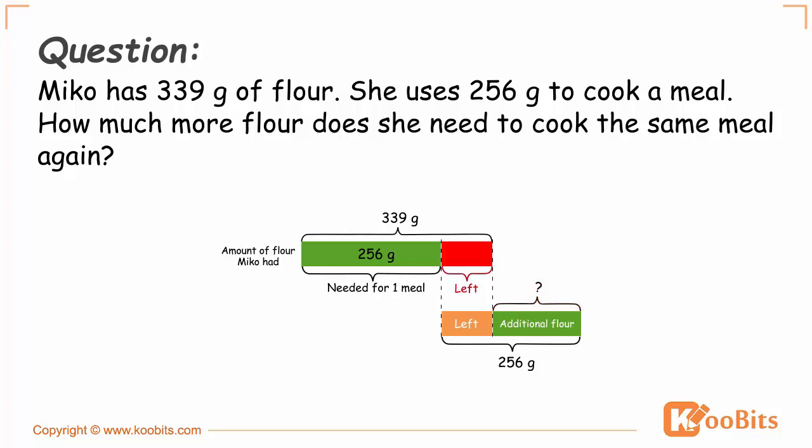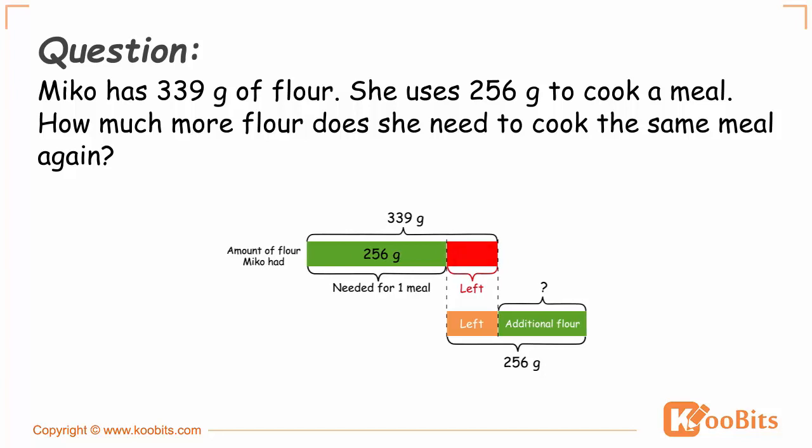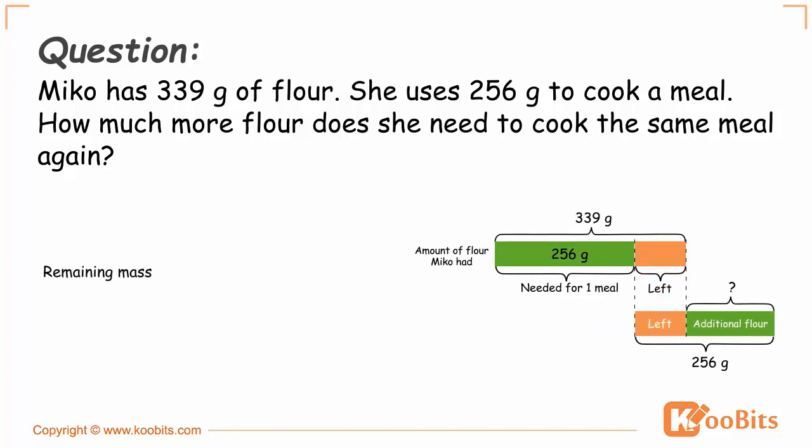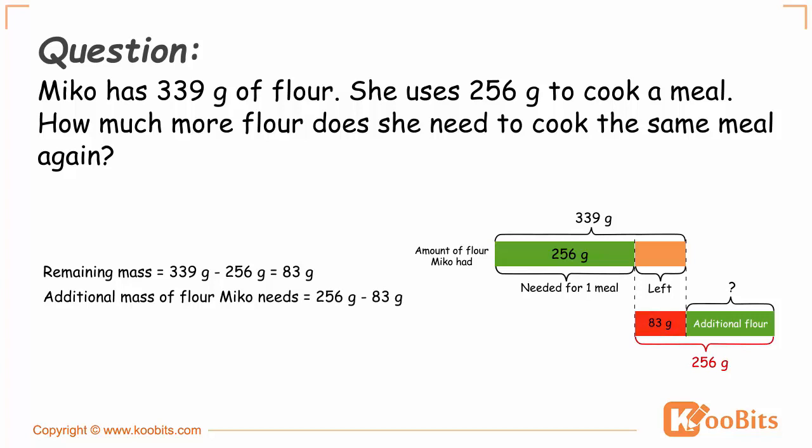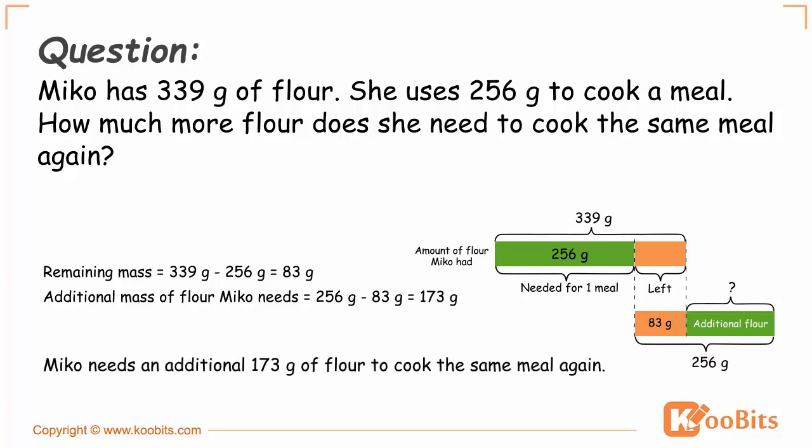First, let's find the remaining mass of flour Miko has left. The remaining mass of flour is equal to 339 grams minus 256 grams equals 83 grams. Now, let's label this in our second diagram. The additional mass of flour she needs is equal to 256 grams minus 83 grams equals 173 grams. Hence, Miko needs an additional 173 grams of flour to cook the same meal again.